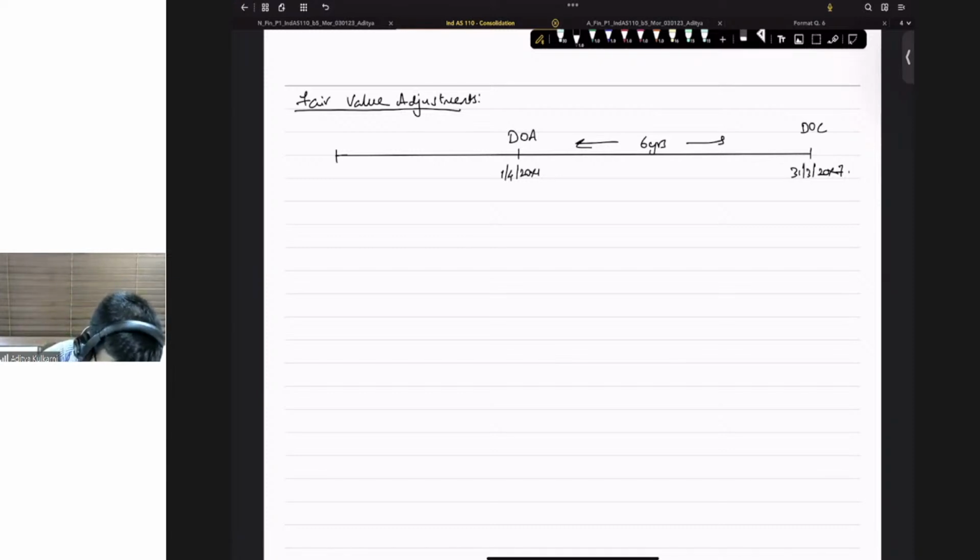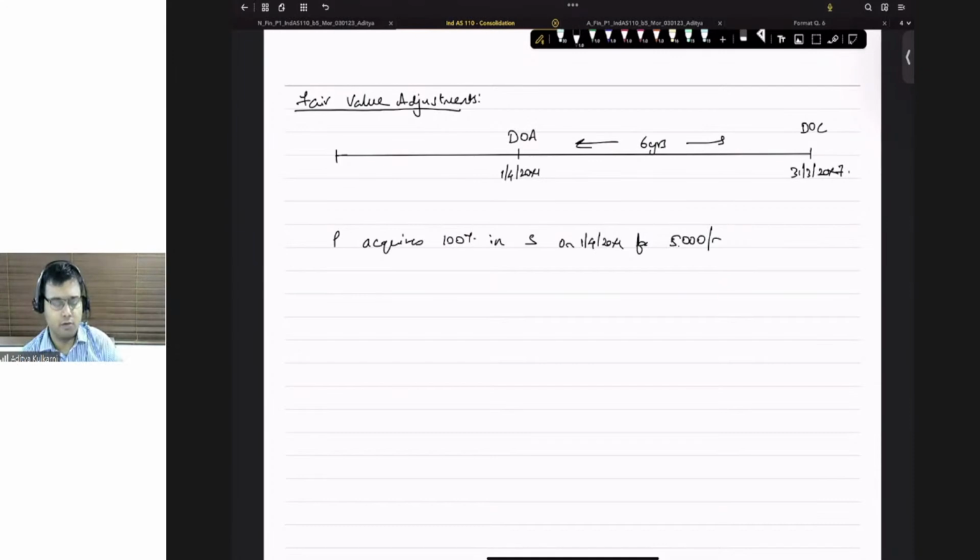Now see, P acquires, same problem. Same timeline, acquires 100% stake in S on 1st April 20x1 for 5,000 rupees. Let's keep it fairly simple. S Limited's balance sheet on 1st April 20x1 looks something like this.